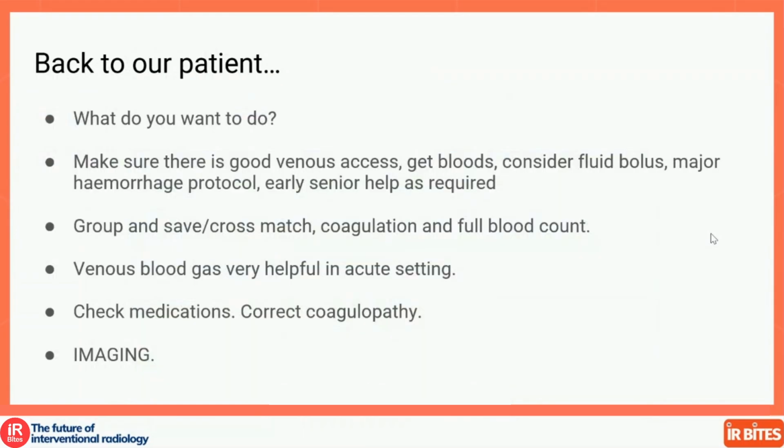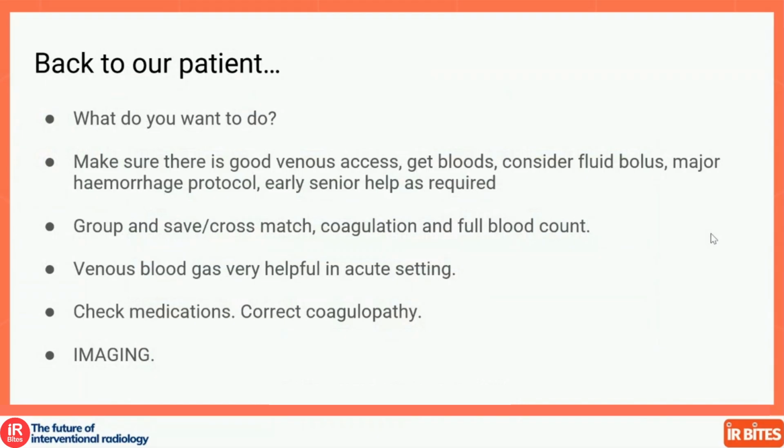So let's go back to wee Mary, all right? So you've assessed her, you think she's having a GI bleed, okay? So what do you want to do? So you need to think about the basics first. Make sure there's good venous access, ideally 2 good cannulas. Take bloods, consider what immediate resuscitation is required, okay? Do you want to give a fluid bolus? Actually, is the patient really unwell and you need to put out a peri-arrest call? Is the patient emergently needing blood and we need to think about activating the major hemorrhage protocol?